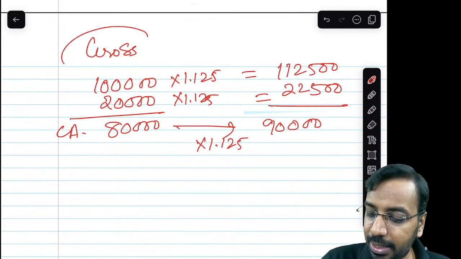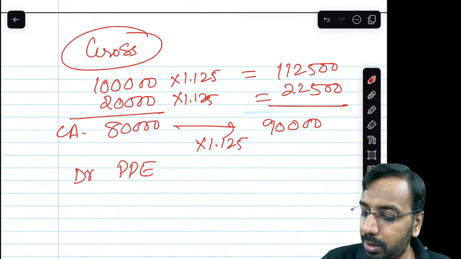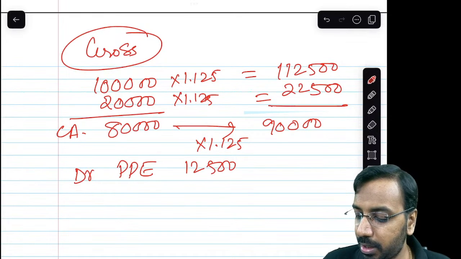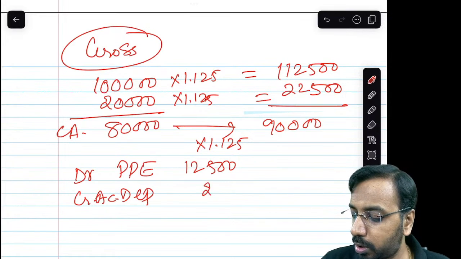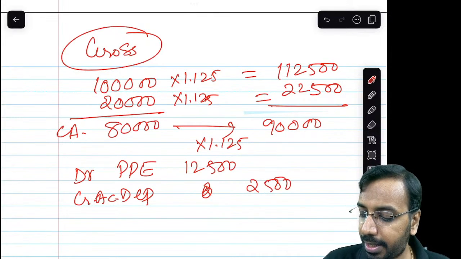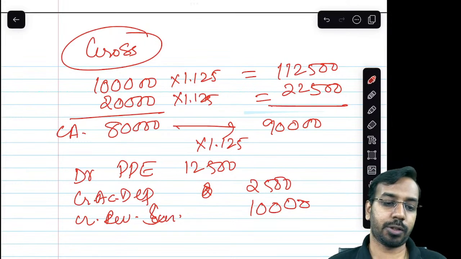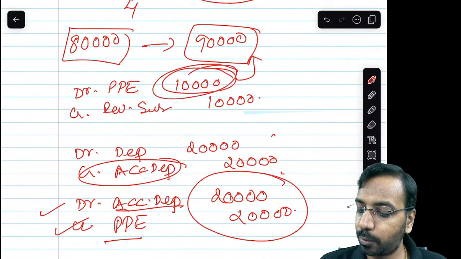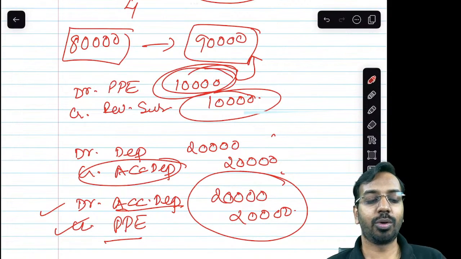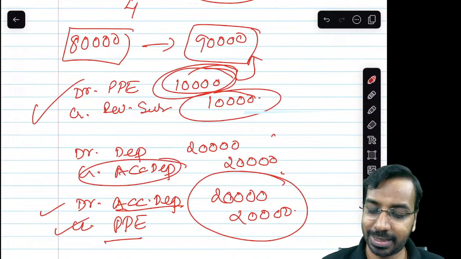So in the second scenario, we will debit PPE by 12,500, we will credit accumulated depreciation by 2,500, and we will credit revaluation surplus by 10,000. So this is one method. The other method is we directly take 10,000 and 10,000. In the examination, you can follow whichever method is comfortable. This is the method I would suggest to be followed in the examination.